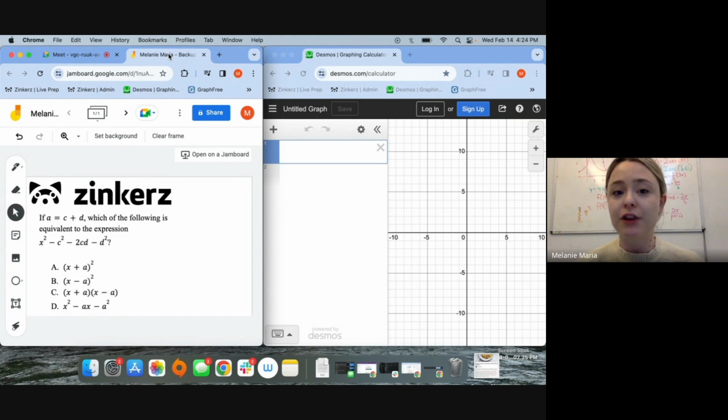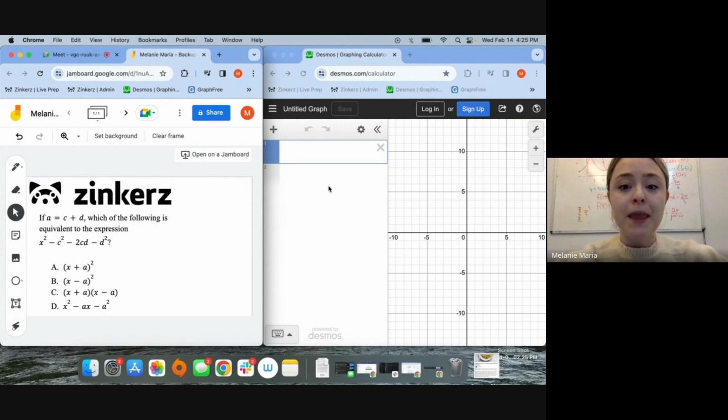Let's take a second to figure out what this question is actually asking us for. The reason Desmos is going to be so helpful here is because we're being asked for an equivalent expression, meaning whatever expression is equivalent to this one in the question, x squared minus c squared minus 2cd minus d squared, will have the same picture, the same image on Desmos as whichever one of these is the correct answer. So I don't need to do any kind of scratch work before I jump into Desmos.